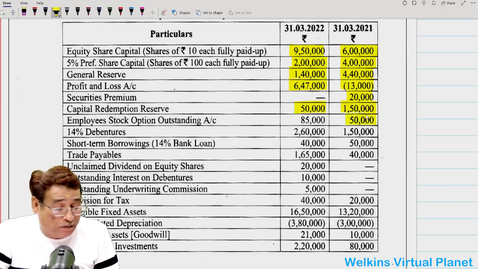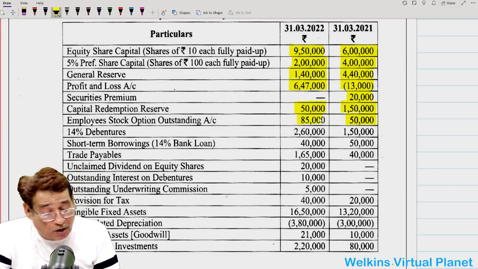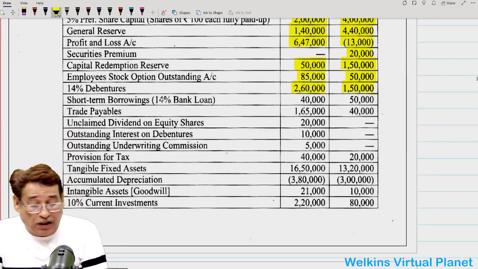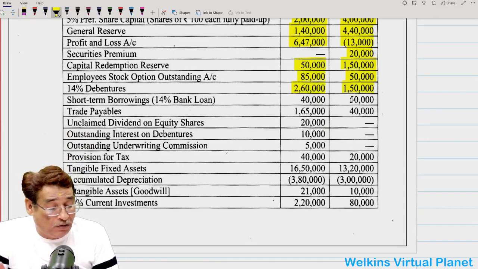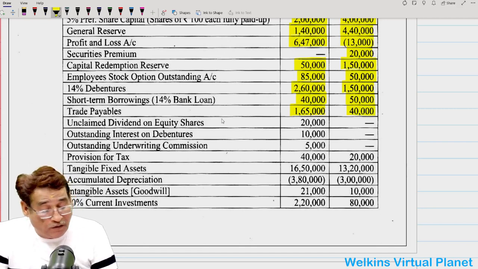Employee stock option outstanding 50,000, now 85,000. 14% debenture 150, now 2,60,000. Short-term borrowings, but in brackets they have written 14% bank loan. So it is basically an item you should read as bank loan. 50,000 in the beginning, now 40,000. Then trade payables 40 and 165. Then you have in this case unclaimed dividend on equity shares. Unclaimed dividend on equity shares is given to you as 20,000.